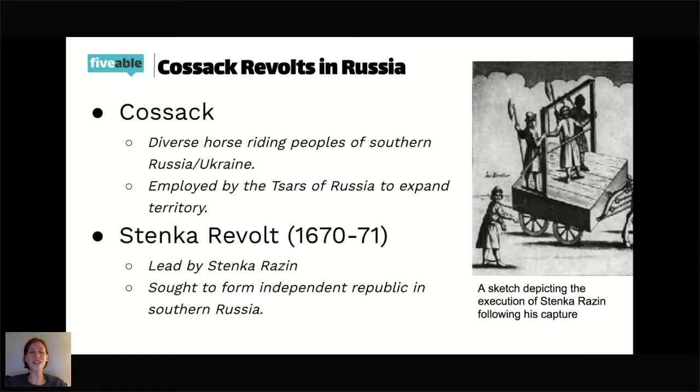All right, questions about these internal examples of political and economic resistance?